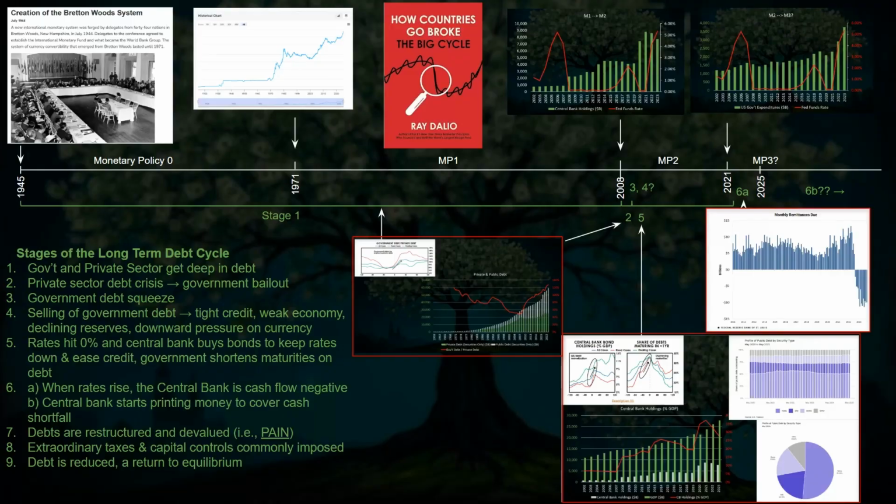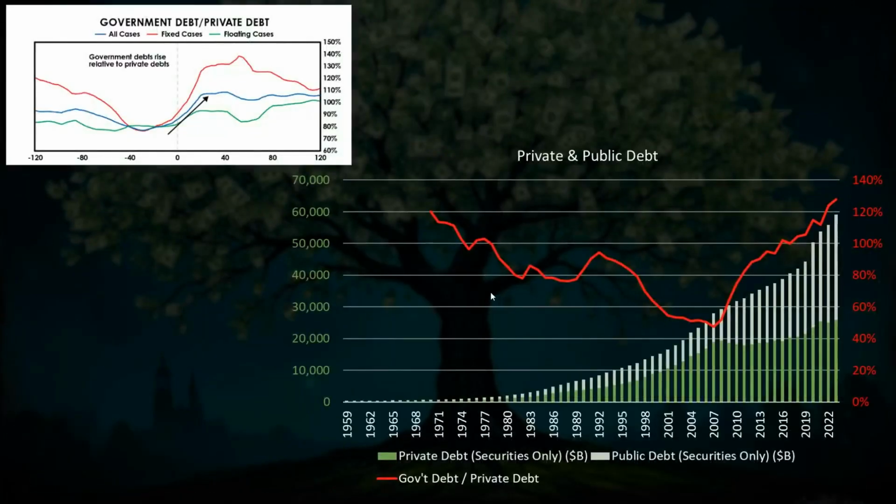Now, all right, the good stuff. Let's talk about the 9 stages of the long-term debt cycle. And this is the archetypal one, and this is me trying to slam it onto the timeline of the U.S. So the first one, the government and the private sector get deep in debt, and then there's a private sector debt crisis and a government bailout. So that's stage 1. I'm saying it's from 1945. I'm going to say stage 1 and 2 are around 2008, 2009 territory.